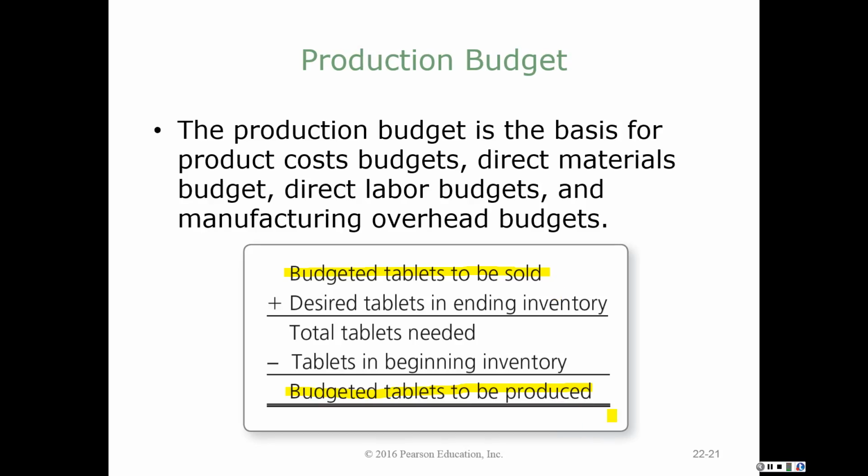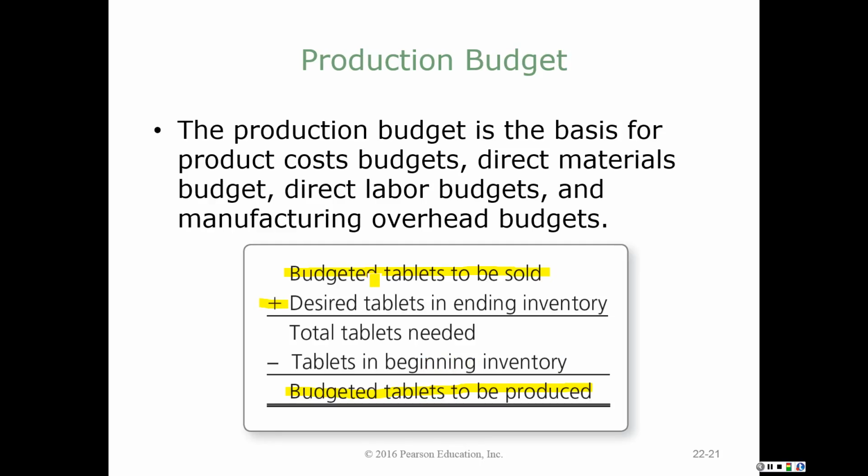Why is that? Unless we are a just-in-time manufacturing organization and everything we produce is sold at the end of the month, then we may have some desired units in ending inventory. So if we never want to let our ending inventory get completely empty, all right, then we need to know these are the budgeted sales for this period, but let's add to that any tablets that we want to leave in ending inventory. So these are the total tablets that I need to produce. If we are leaving items in ending inventory at the end of the month or the end of the quarter, then we're obviously going to have some left at the beginning of the quarter.